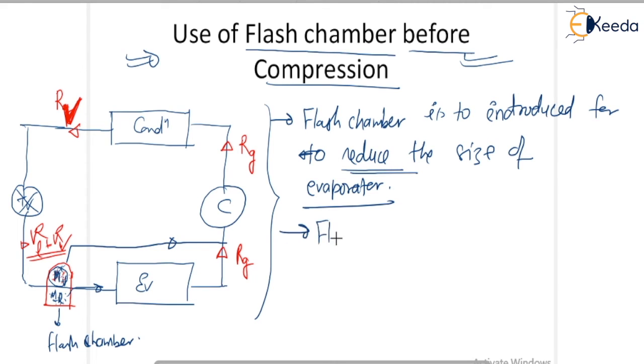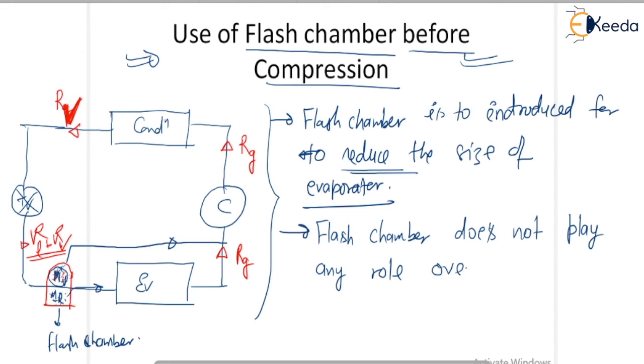This flash chamber doesn't play any role over COP of the cycle. Is it right?